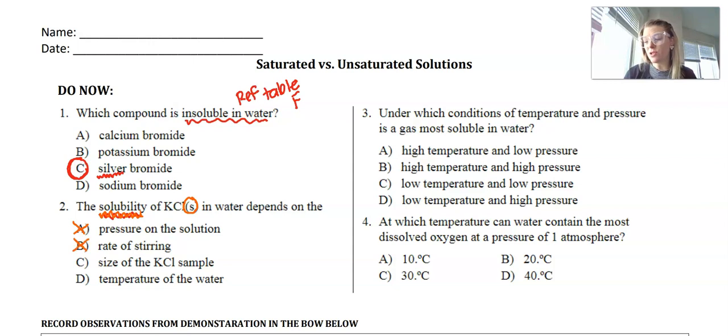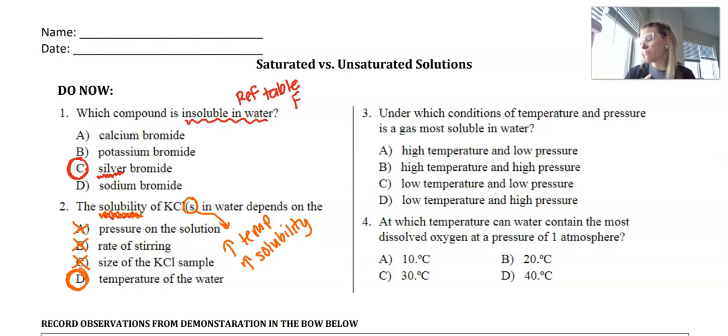The rate of stirring might increase the rate of dissolution, or the rate of dissolving, but it doesn't impact how much I can dissolve. The size of the KCl sample, solubility is a limit. There's a limit. I can dissolve X amount given X amount of water. So the size of my sample is not going to impact my solubility, but the temperature of the water does impact solubility. Remember, with solids, increased temp means increased solubility.